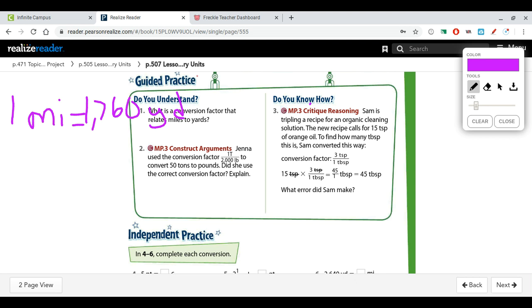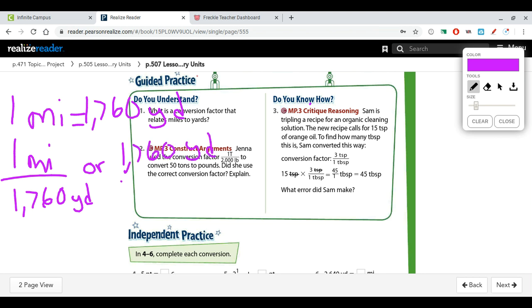The conversion factor that they want us to write is 1 mile over 1,760 yards, or 1,760 yards over 1 mile. Okay, so this is the conversion rate here. The conversion factor is where I write it in rate language.